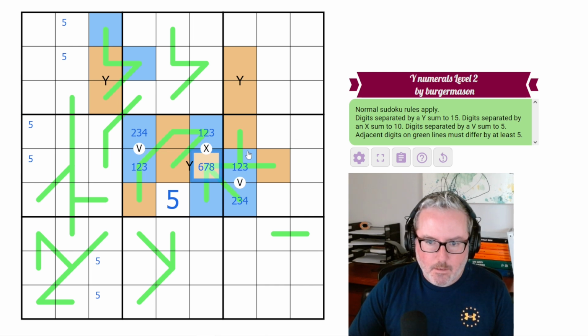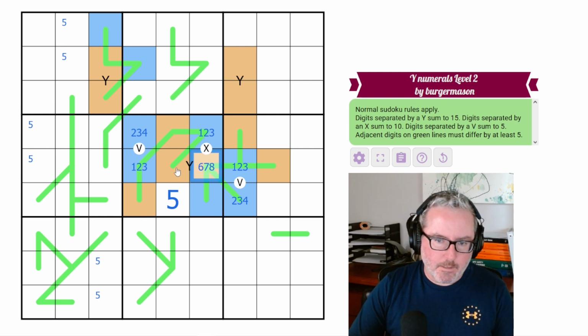Now we cannot rule this, well, no, we can't. Okay, I thought we might have had some. We can't rule this out as 6. We can't rule it out as 6, 7, or 8 because the Y allows all that to occur.